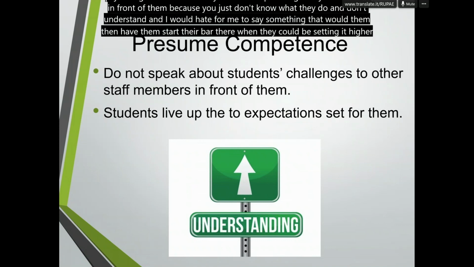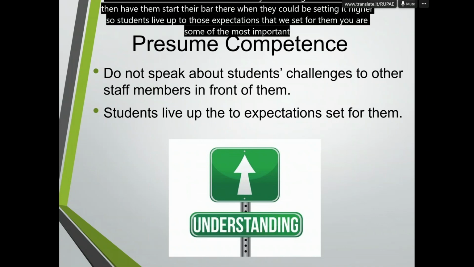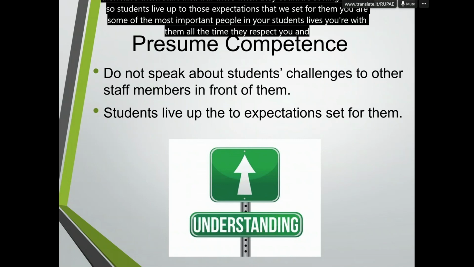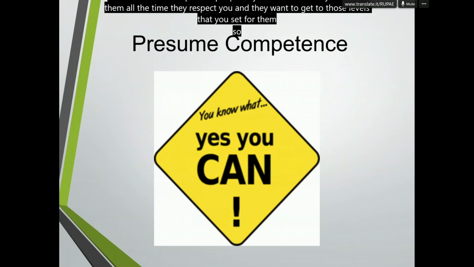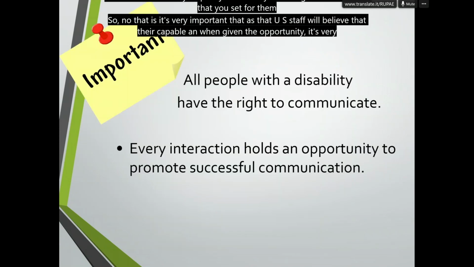So students live up to those expectations that we set for them. You are some of the most important people in your students' lives. You're with them all the time. They respect you and they want to get to those levels that you set for them. Know that it's very important that you as staff believe that they're capable, and when given the opportunity, it's very possible that they could rise to that expectation.